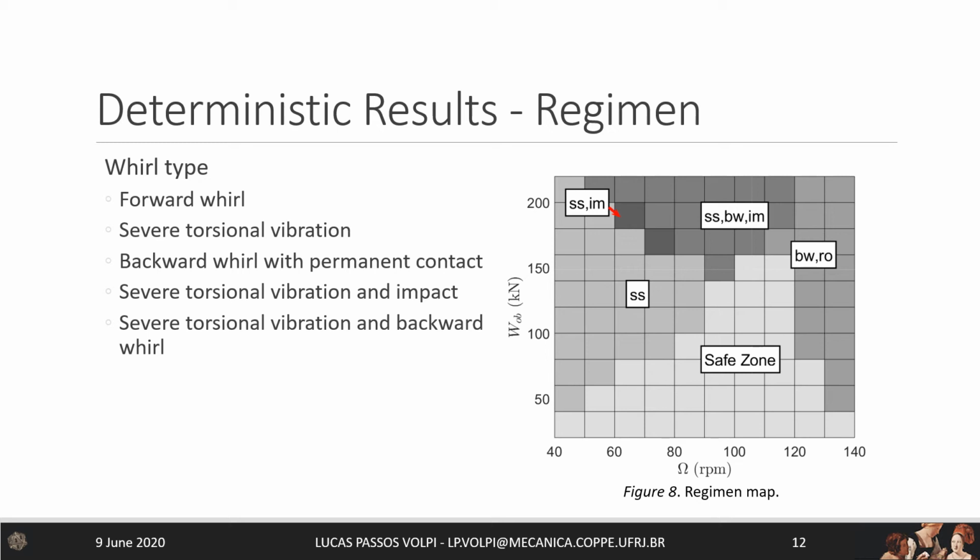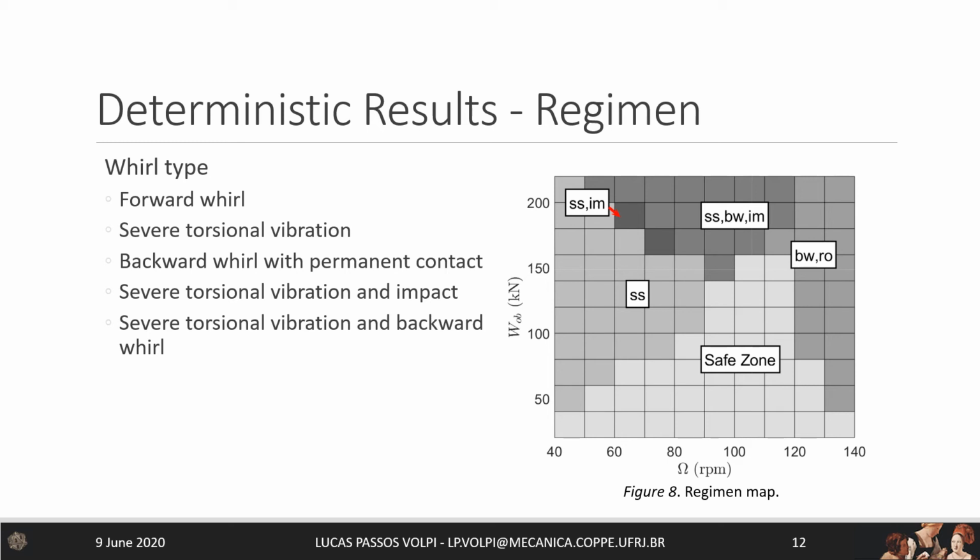In each run, the initial conditions were reset and a different combination of weight on bit and rotation at the top was used. In sequence, the phenomena present in the simulations were identified and with it the overall regimen was classified. At the right, there is a map containing regions of distinct regimen. From the 12 regimens, only 5 were present in this set of simulations.